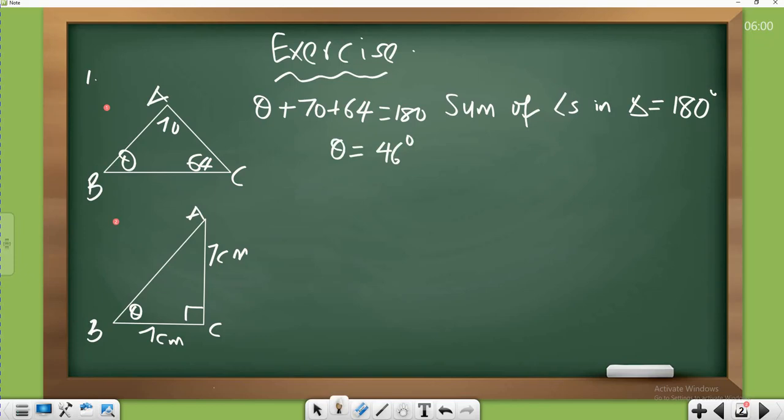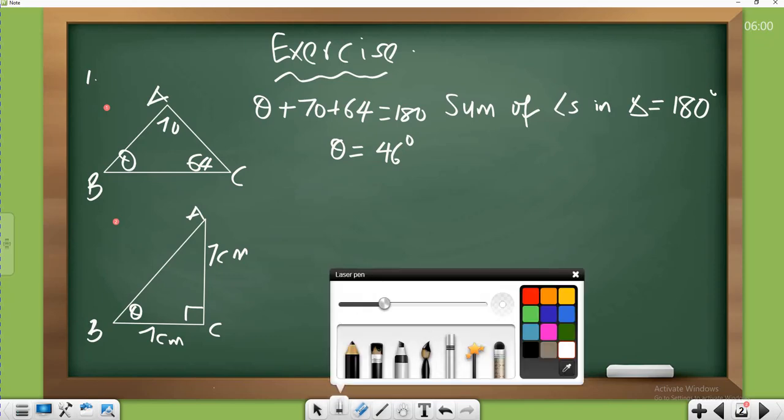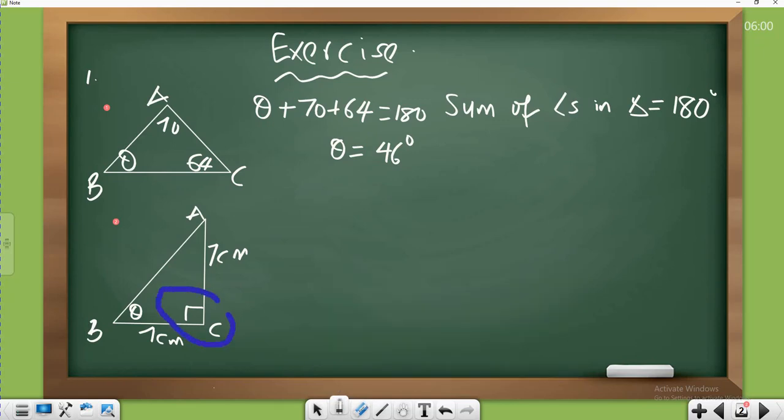Let's look at question number 2, the second one. All right, the first thing that catches my eye here is that I am dealing with a right angle triangle. And how do I know that it's a right angle triangle? Look at this symbol there. That tells me that's a right angle triangle. And the angle there would be equal to 90 degrees. Right. So you see that symbol there? That tells you that's 90.